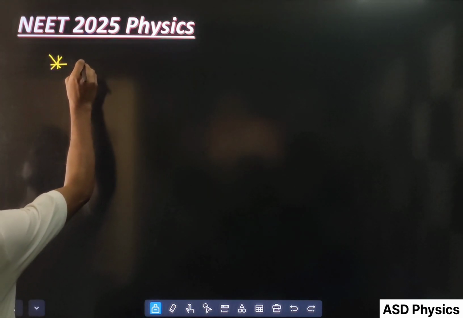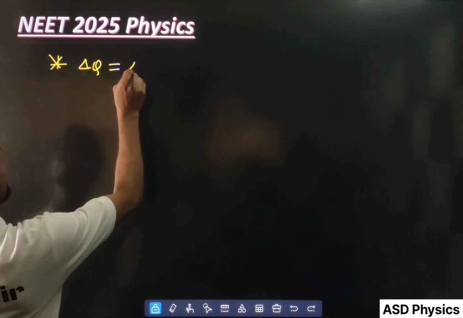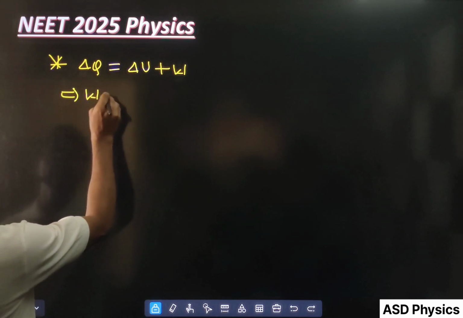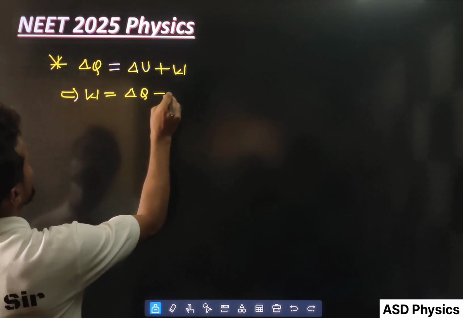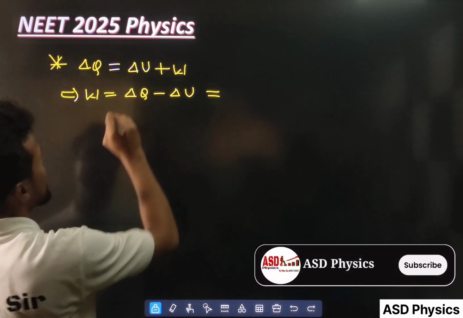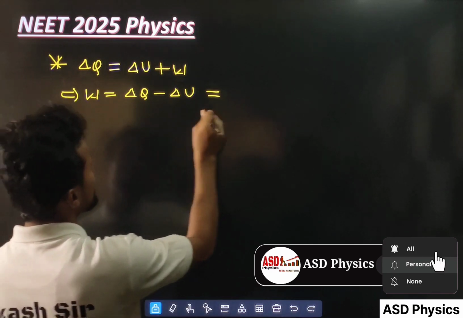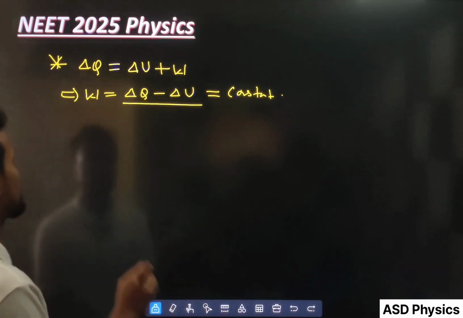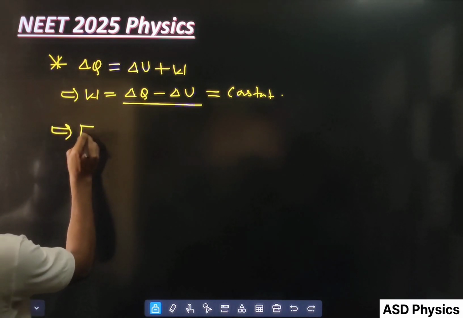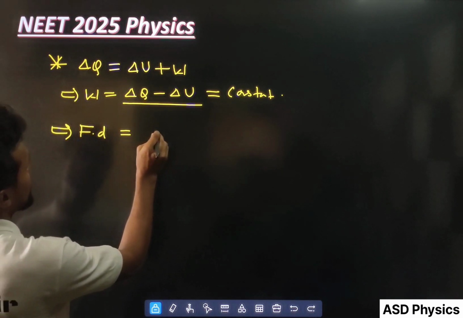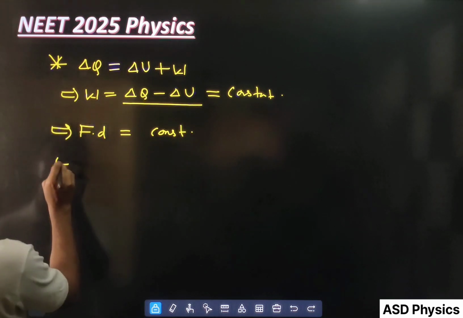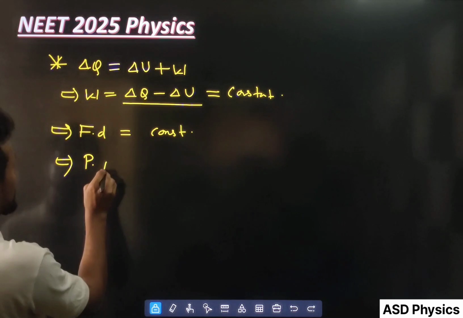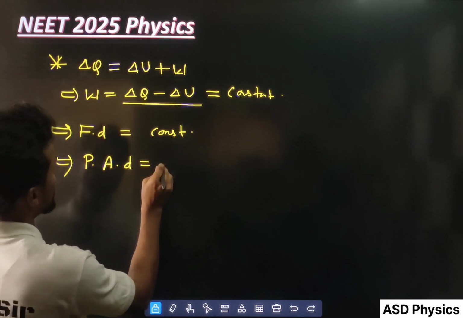According to the first law of thermodynamics, you know very well, delta Q equals delta U plus W. So now you can write W equals delta Q minus delta U. But the thing is, delta Q is constant, delta U is also constant. So constant minus constant is also constant, because individually they are constant. Work is given by force into displacement, anyhow constant. Now you know pressure equals force by area, so force equals pressure into area. Pressure into area into D is constant.